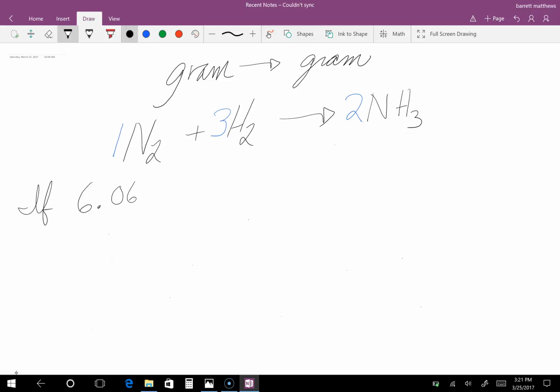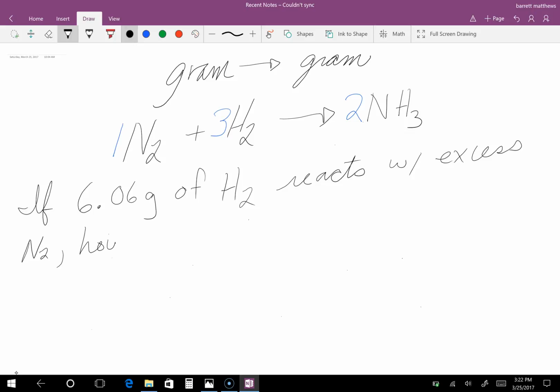Let's look at solving gram to gram with some different chemical compounds. Let's say that I had 6.6 grams of hydrogen, and it reacts with excess nitrogen. The excess means there is plenty of nitrogen for the reaction to occur. How many grams of ammonia will be produced?